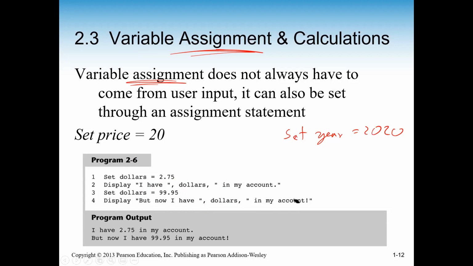And that produces this display statement, which pieces together three things: a string literal, the value in dollars, which is 99.95, and the other string literal, in my account, which notice has a space right there. Those spaces account for this space and that space. If you didn't add those spaces, you would have a single word, and that's not very readable.